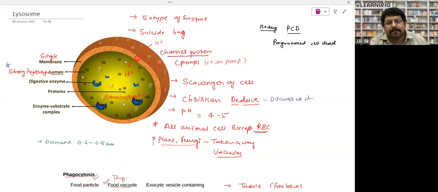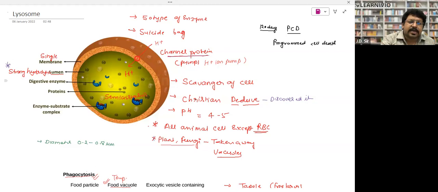Look, basically, try to understand. First, a very important thing: this is the organelle which is made up of a single membrane system. So it is made up of single membrane, not double membrane. Most organelles like mitochondria and chloroplast are made up of double membrane, outer and inner membrane, but it is made up of single membrane.